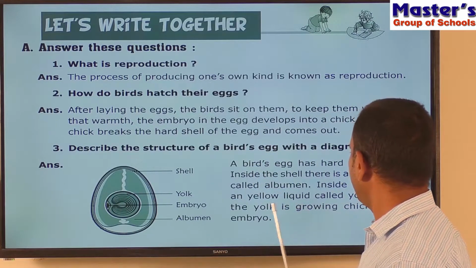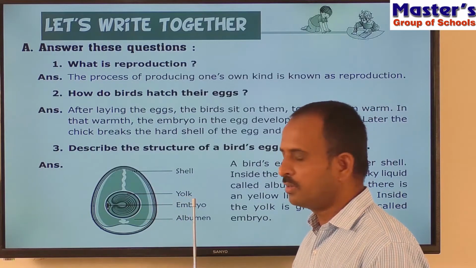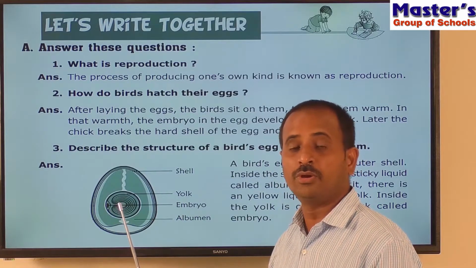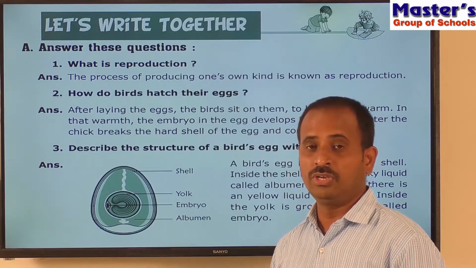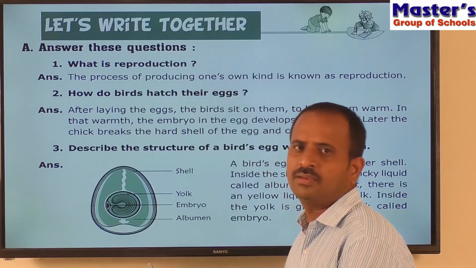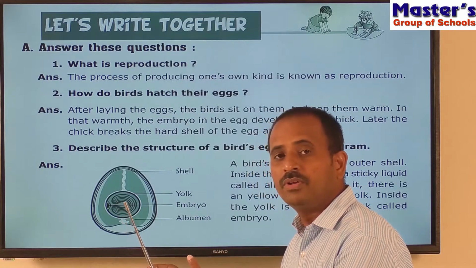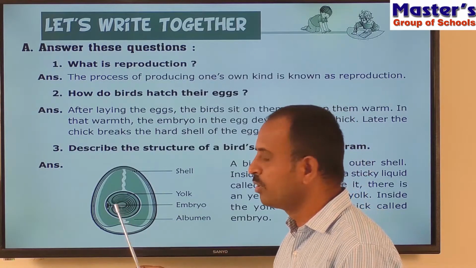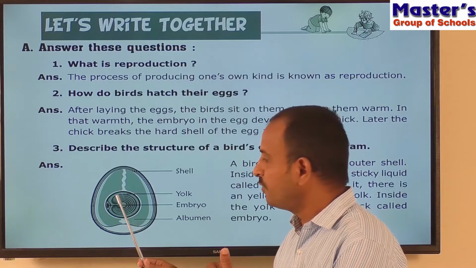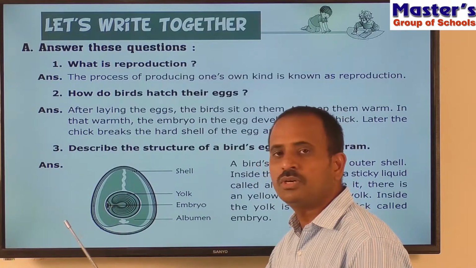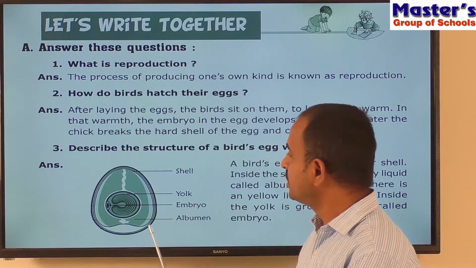Inside the yolk is a growing chick called the embryo. This yellow colored liquid is called yolk, and inside the yolk you are observing a growing chick, a small body which is called the embryo. If you give warmth to this egg, that means if you keep this egg warm, then the embryo will fully develop into a chicken. After it has fully developed, it comes out by breaking the hard shell. This process is called hatching.